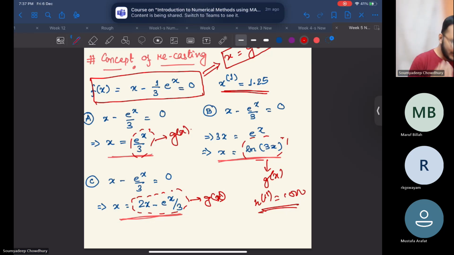So this actually shows that your convergence depends on two factors. One is the choice of the recasting function, and second is the initial guess. Now you can ask me, is there any hard and fast rule on what g of x I should choose? No, there is no hard and fast rule. Based on your trial and error only, you have to select this recasting function.